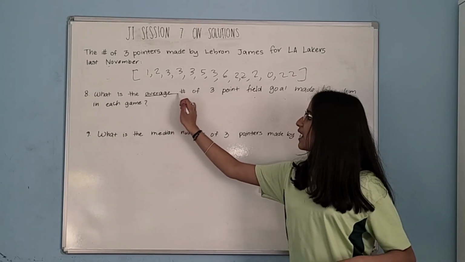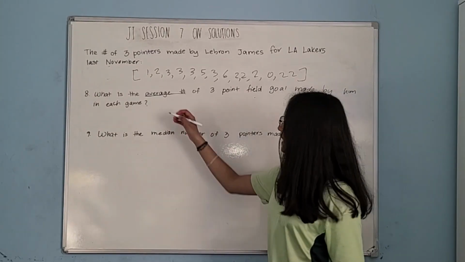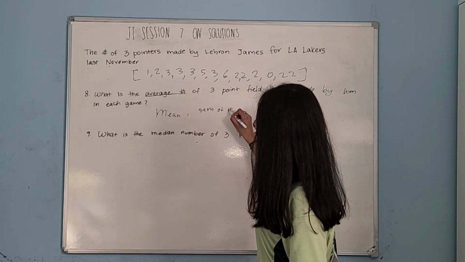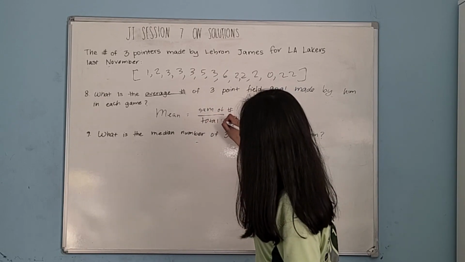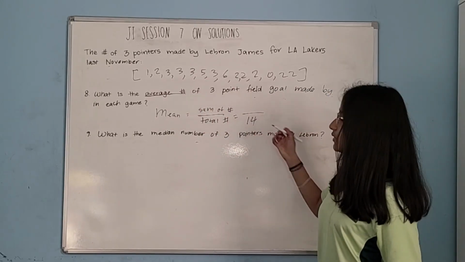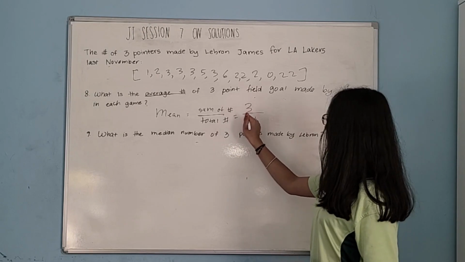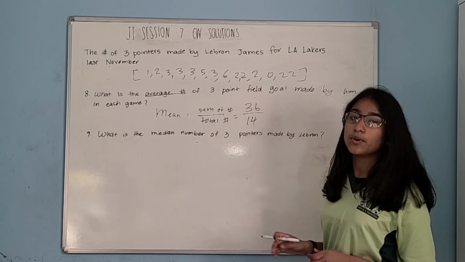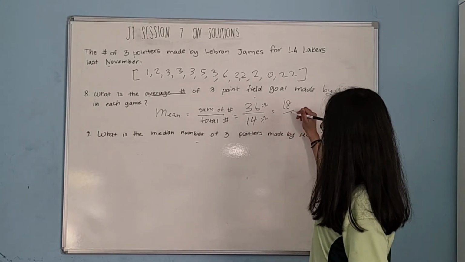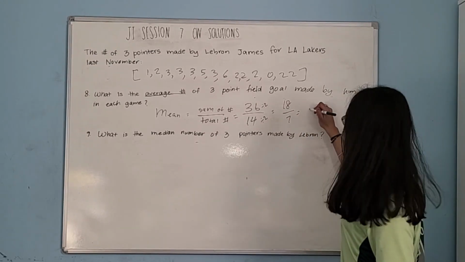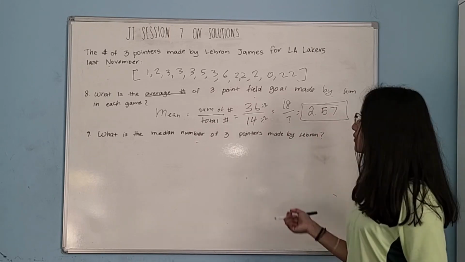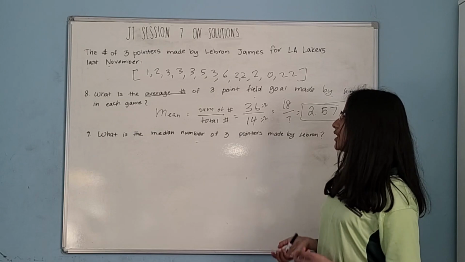Now, when you see the words average number, you can figure out that we're talking about mean here. And we know that mean is equal to the sum of the numbers in the set over the total number of numbers in the set. And when you count, you find that the total number of numbers in the set is 14, and the sum is 36. Now, since these both are multiples of 2, we can divide by 2 to get 18 over 7. And when you divide, you get 2.57 overall as the average number of three-point field goals made by LeBron in each game.